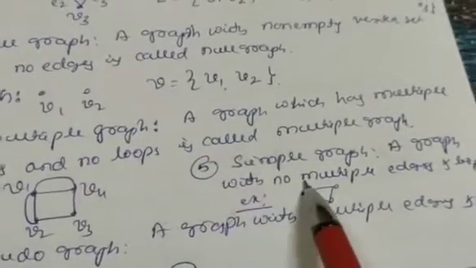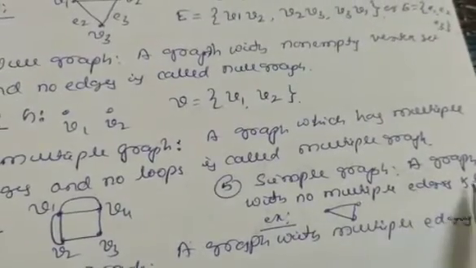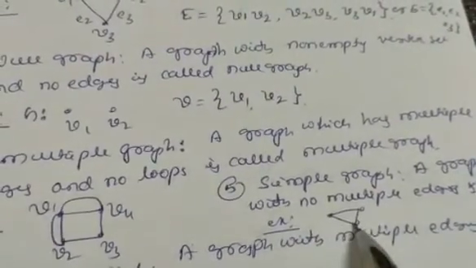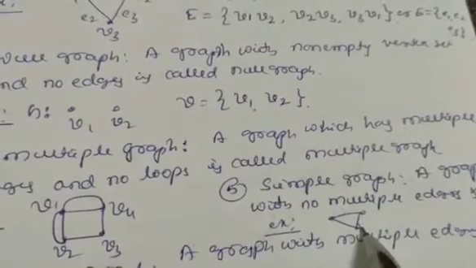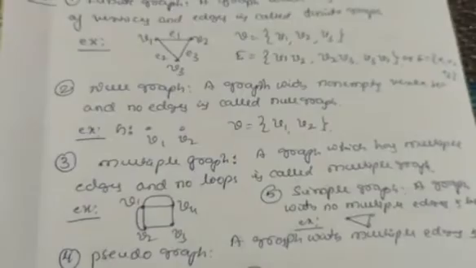And lastly, simple graph. A simple graph means a graph with no multiple edges and no loops. Here there are no multiple edges and no loops. Therefore it is a simple graph. So these are all examples of different types of graphs.